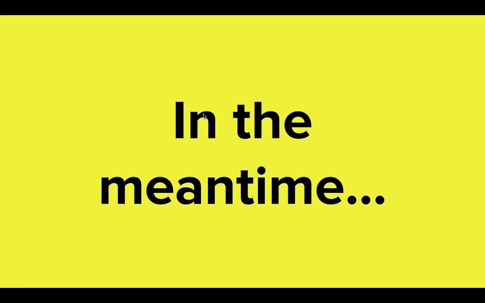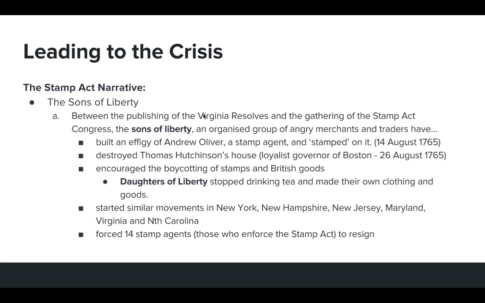Now, in the meantime, the Virginia House of Burgesses and the Stamp Act Congress join together and humbly, and I'll say it again, humbly petition the king. In the meantime, we've got the Sons of Liberty, who in Massachusetts are running amok. Between the publishing of the Virginia Resolves and the gathering of the Stamp Act Congress, the Sons of Liberty, an organized group of angry merchants and traders, have done the following. They've built an effigy of Andrew Oliver, who was a Stamp Act agent, and stamped on it on 14th of August 1765.